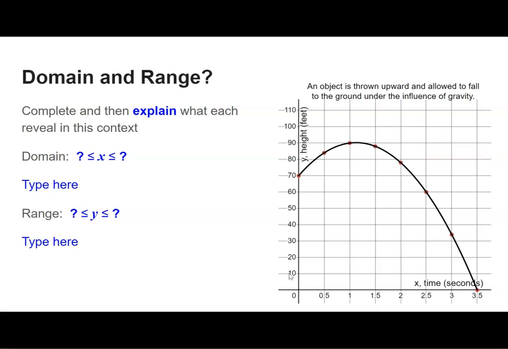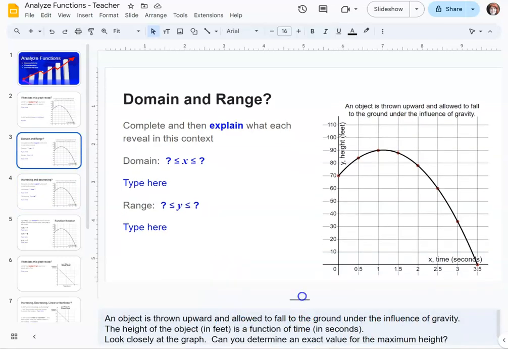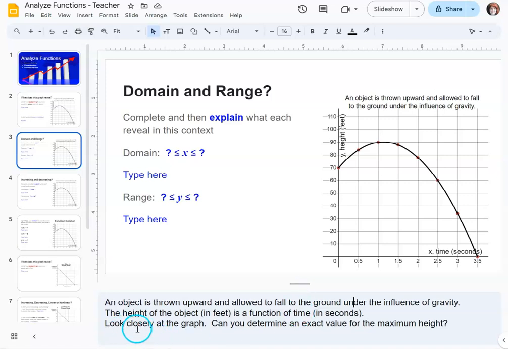Now, I did kind of intentionally, let's show you this, throw a little question in here, and this is for your kids that take notice. Look closely at this graph. Can you determine an exact value for the maximum height? You might notice that the point that's at 1 is not exactly the maximum. It's kind of off a little bit. It's really a tiny, tiny bit to the right of that. Now, if they don't notice that and just use the 90 as their maximum, that is perfectly fine, because 90 is super close to that point.